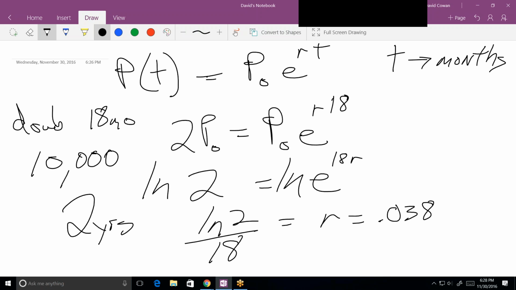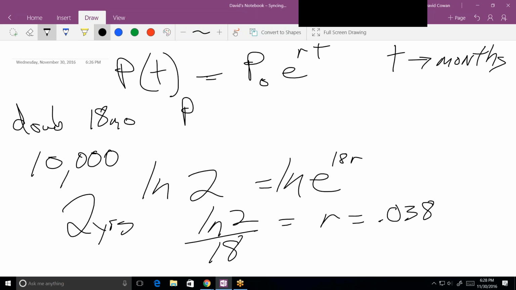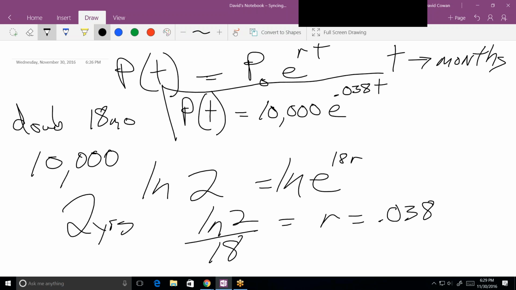So now that allows me to go back and rewrite the equation perfectly specific. In other words, it's not a general equation anymore. It's a specific equation for this particular model. We're starting with 10,000, correct? Yes. And it's e to the 0.038t. So there is our specific equation that we can answer most any question they want answered now.